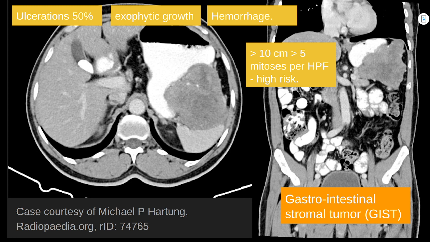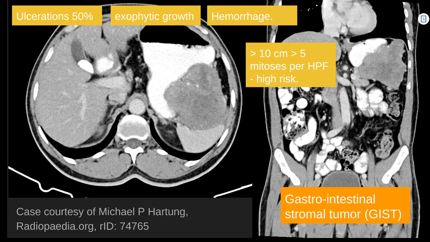GIST tumors involving the small intestine have more aggressive behavior compared to tumors involving the stomach. GIST tumors tend to commonly metastasize to the liver and the peritoneal cavity. Lymph nodal metastasis is rare.